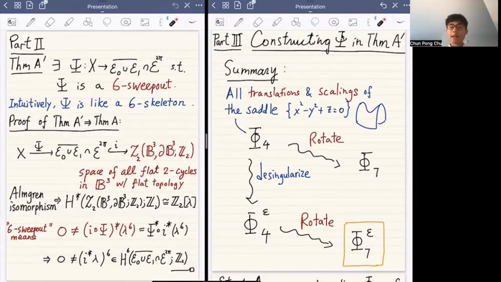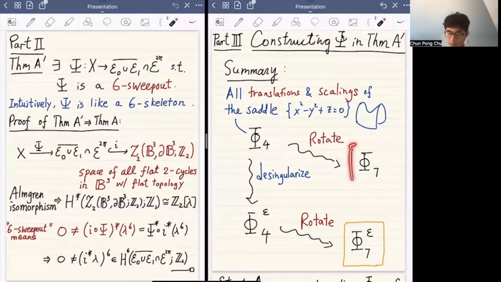And then we rotate all these surfaces. Originally, if we just consider translation and scaling, translation gives us 3 parameters and scaling gives us 1 parameter. So phi 4 is a 4-parameter family. And then we rotate, and in fact that will give us a 7-parameter family of surfaces. We will soon see why that is the case.